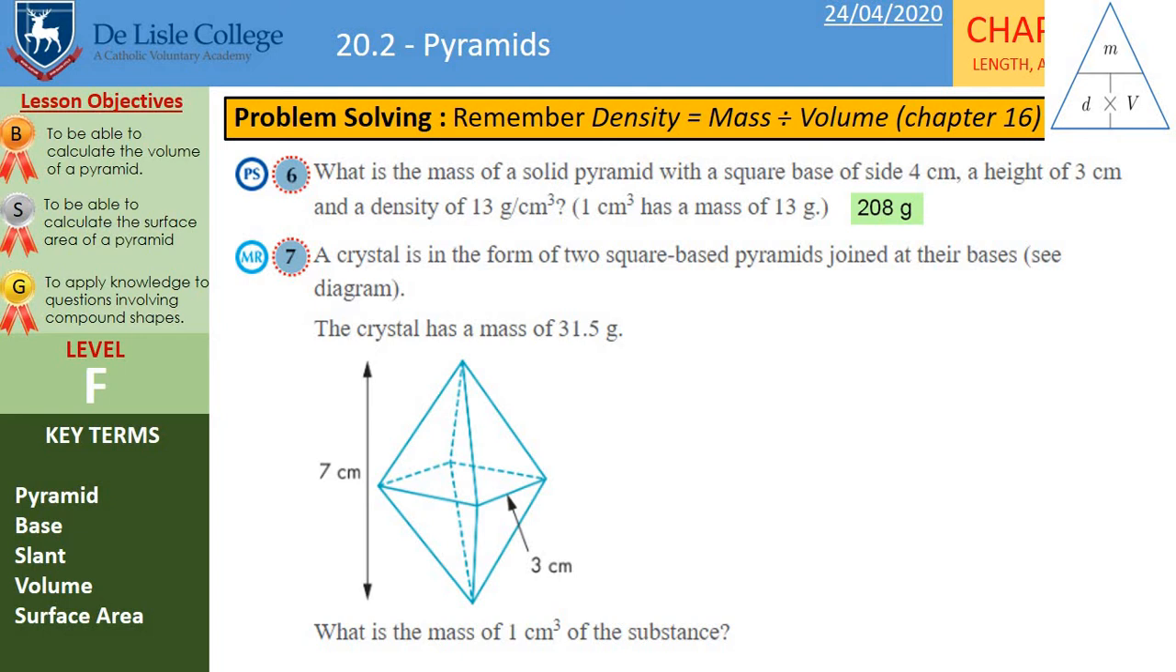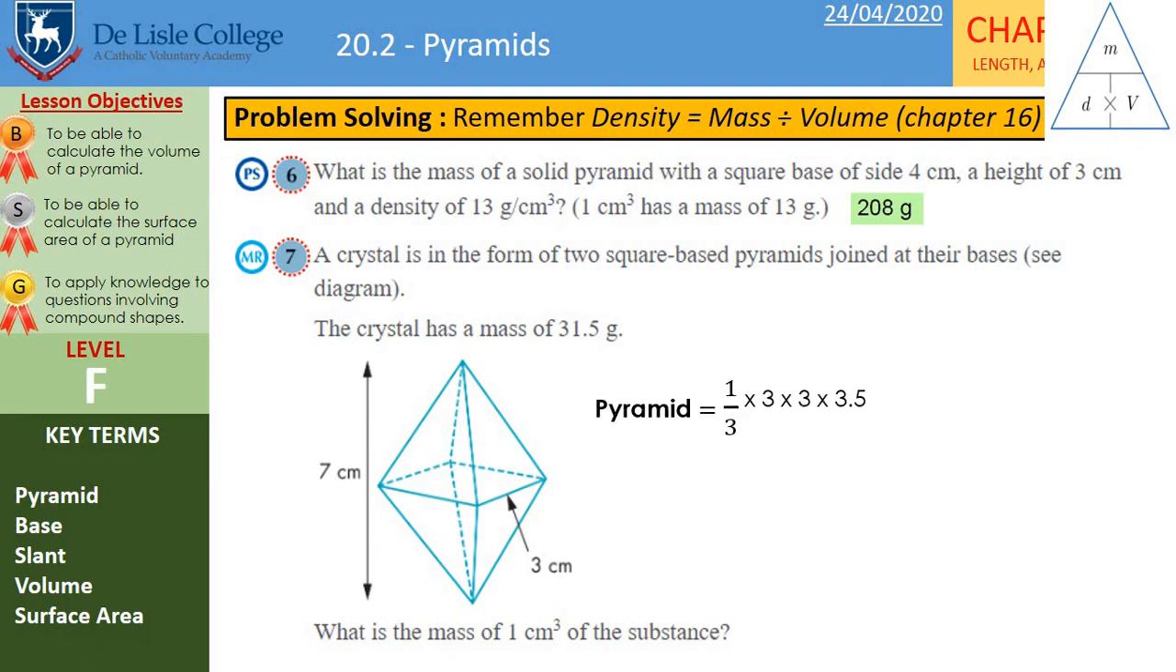Read it carefully. It says a crystal is in the form of two square-based pyramids. So they're joined here, there and there. They're joined at their bases. The crystal has a mass of 31.5 grams. What is the mass of 1 centimetre cubed of the substance? Now it's not clear. This isn't a mass density volume question. It's more just a sharing question. We need to know that's the total mass, but what is the mass of 1 centimetre cubed? Now this unit here tells me I've got to find the volume of the whole shape. So if you could please do that first. Pause the video as you do this.